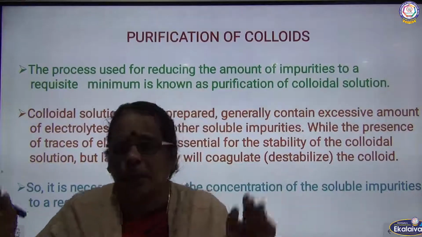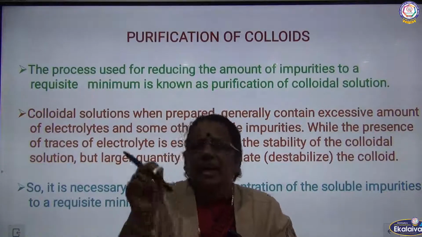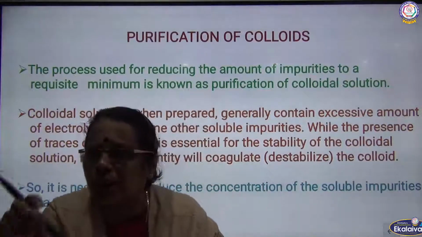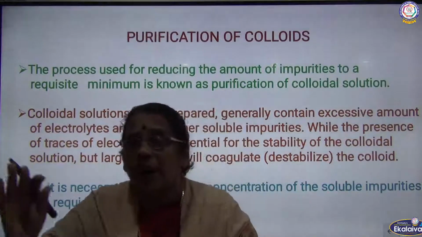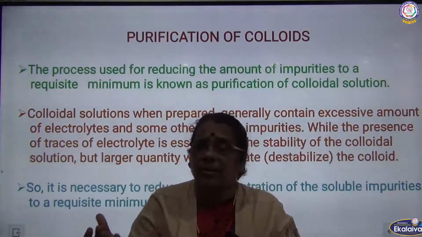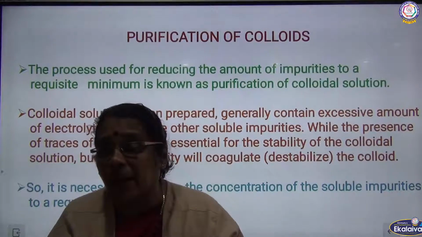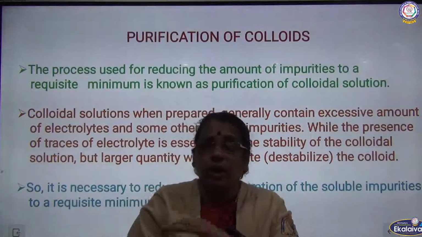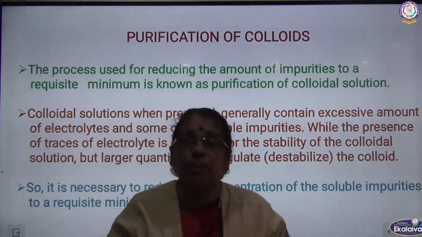So we are talking about stability. When you talk about stability, a small proportion of electrolyte should be there in the colloid. Colloid should be associated with the electrolyte for stability. But if too much concentration is there, if the electrolyte is present in large quantity, in such a case, what will happen? It will act in a reverse way. It will cause instability. The colloids will become unstable.